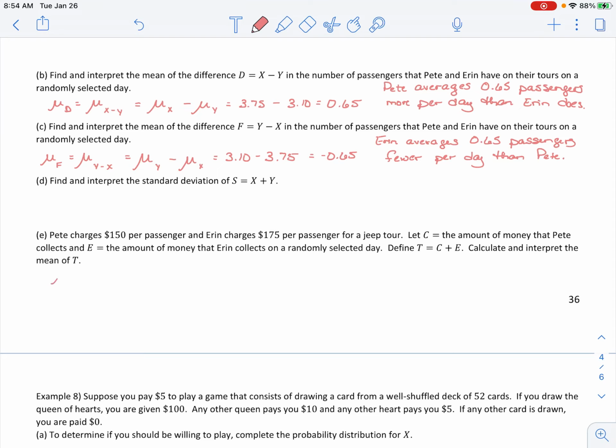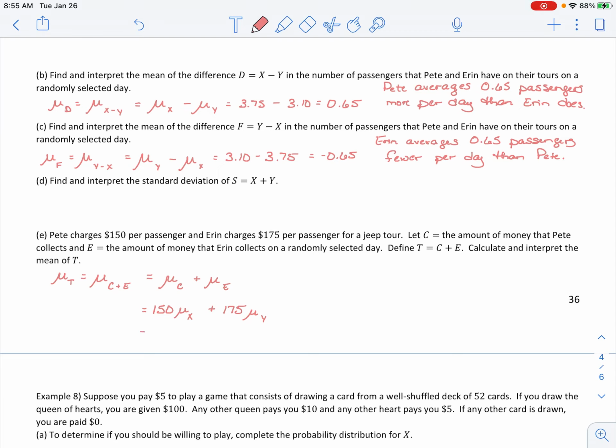So I'm first going to say I'm finding the mean of T. I'm going to write down what T is. T is the sum of these totals, and I'm allowed to add averages. But this total amount of money is found by Pete's average number of customers times the fact that he gets 150 per customer. So mu sub C is 150 multiplied by Pete's average number of customers. Mu sub E is the average amount that Aaron collects, knowing that she gets 175 per passenger, and so I can take 175 times the average number of passengers for Aaron.